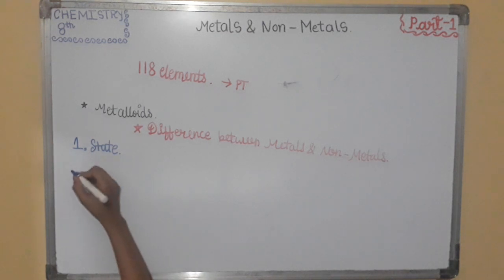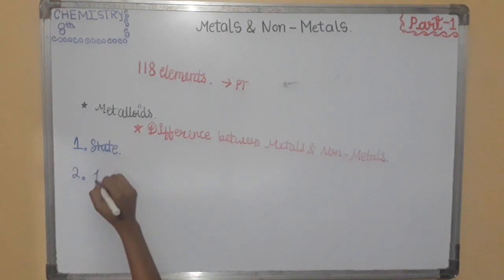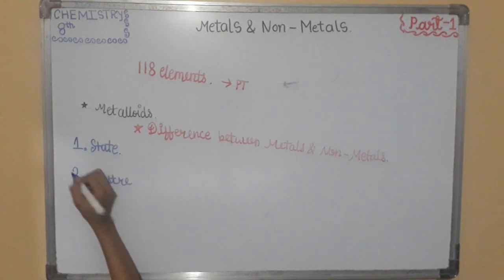Second is luster. So what is the meaning of luster? Luster means ability to reflect light. Metals can be lustrous and can be polished. Non-metals possess no metallic luster and cannot be polished. Exception, iodine and diamond.